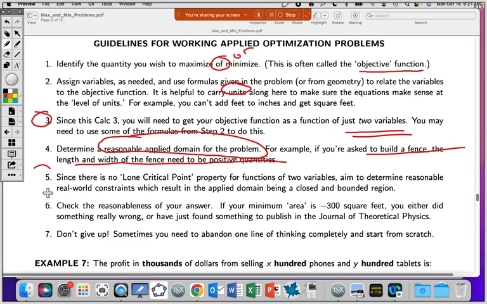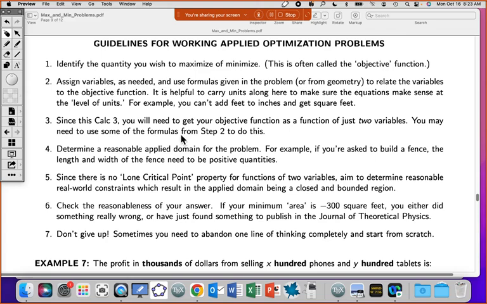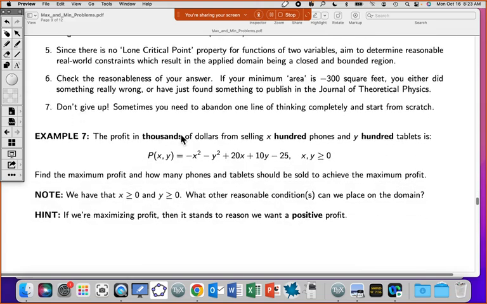So this is where sometimes we have to add extra constraints, real world constraints. Check the reasonableness of your answer, and don't give up. We also have graphing tools now that'll help us understand what's going on.